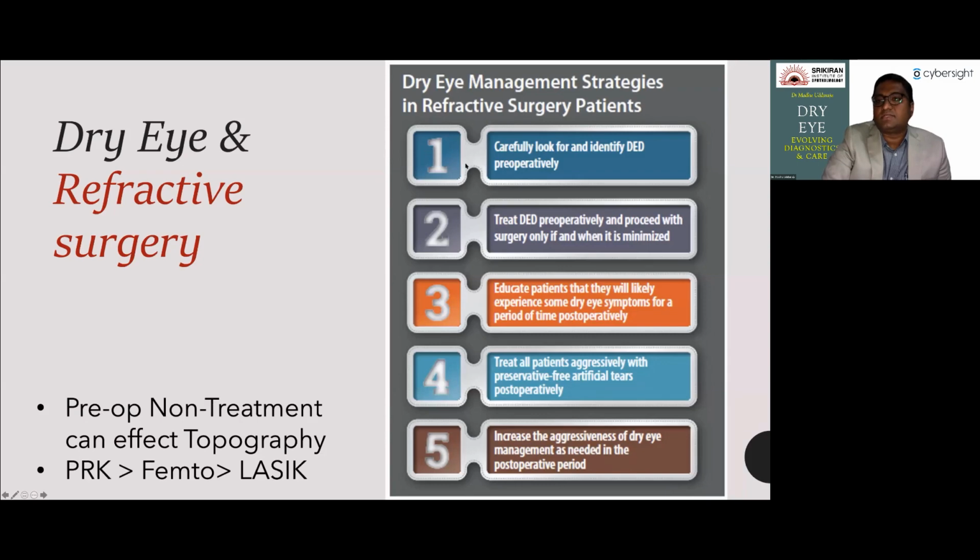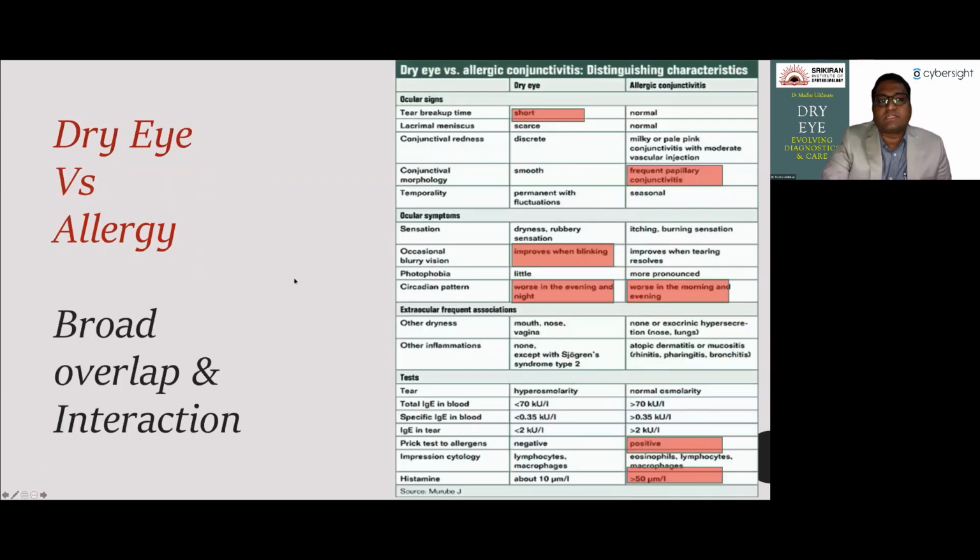And the first point is look for dry eye preoperatively, don't miss dry eye, treat it and only then proceed for surgery. Educate the patient that the dry eye symptoms may aggravate post-surgery, and he needs to use drops for a certain amount of time, like 6 months or 1 year also in certain cases. Increase the aggressiveness of treatment with all the armamentarium we have now, depending upon the symptoms of the patient. It's simple, but as the patient's refractive outcomes are involved here, we just have to be more aggressive in both diagnosis and treatment. And the final question, which was very interesting, was dry eye and allergy, how do we differentiate?